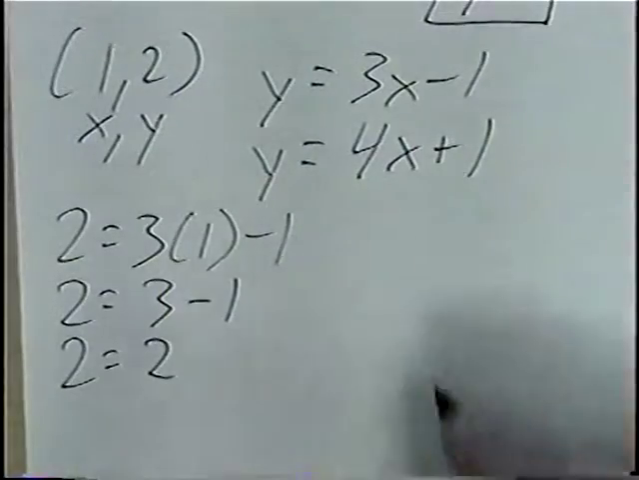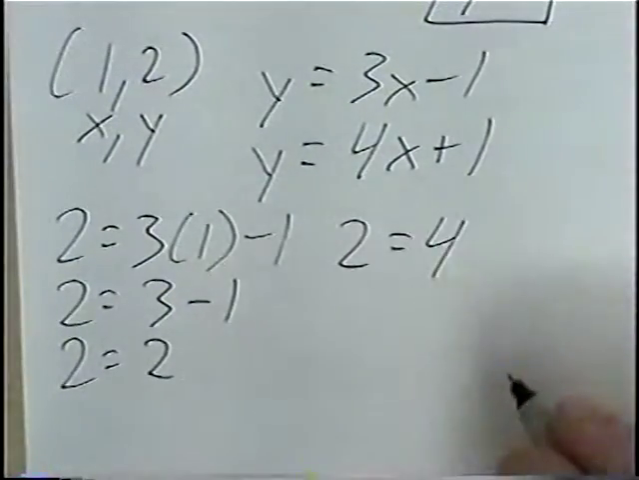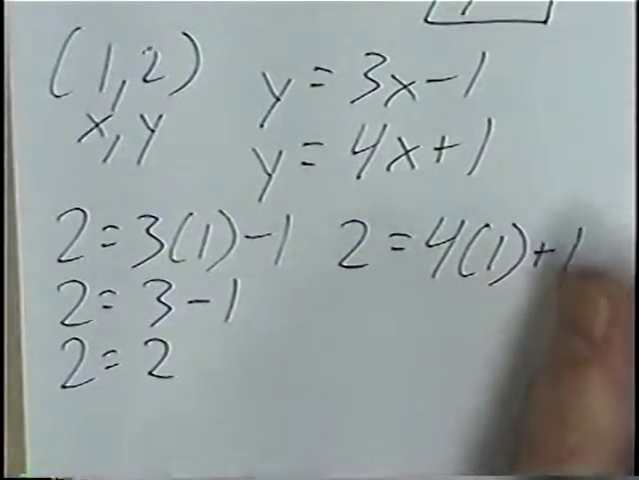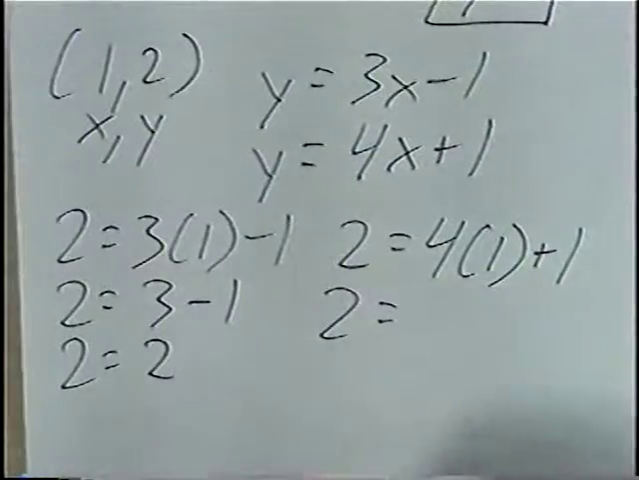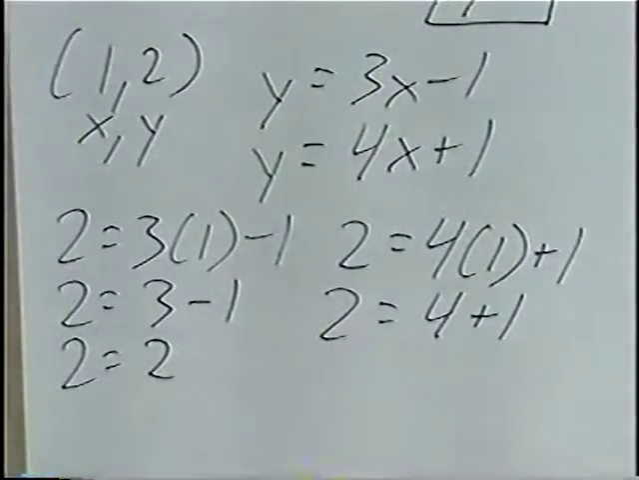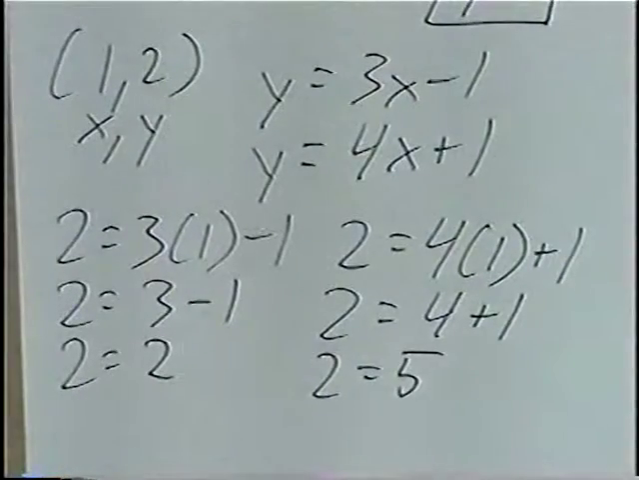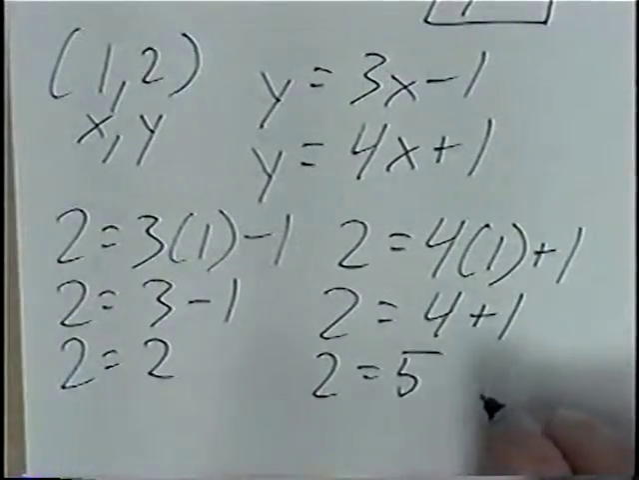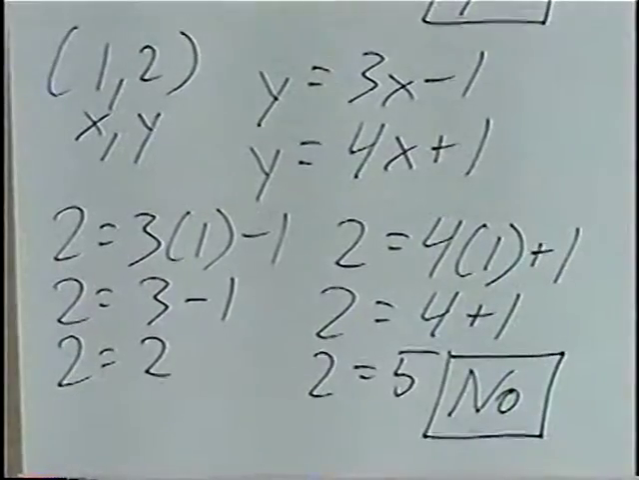The second equation, y is equal to 2, 4 times x, or 4 times 1, plus 1. 2 equals, 4 times 1 would be 4. Adding 1 to that would be 5. So we'll have 2 equals 5, which is a false statement. If you have a false statement, it means the point does not work for the second equation, and the answer to the question, is it a solution, would be no.